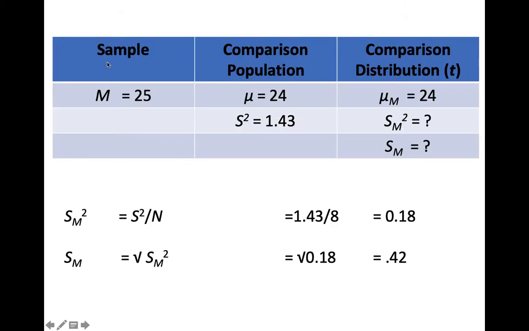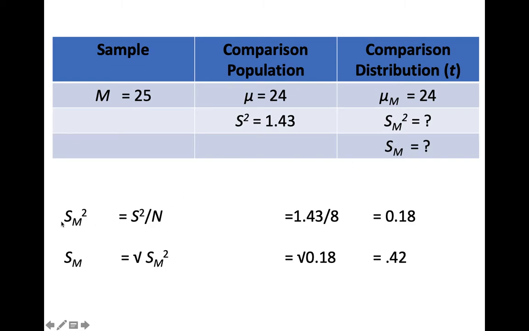All right, so moving on. Here's what we've got so far. We've got a sample mean of 25. We've got a comparison population. So our comparison population has a mean of 24, and what we've just come up with is an estimate of what the variance in that population should look like. So then based on these numbers, we can come up with our numbers for our comparison distribution. That is, what will our distribution of means look like? That distribution of means will be centered around a mean of 24, and now we're going to calculate the variance of the distribution of means as well as the standard deviation of the distribution of means.